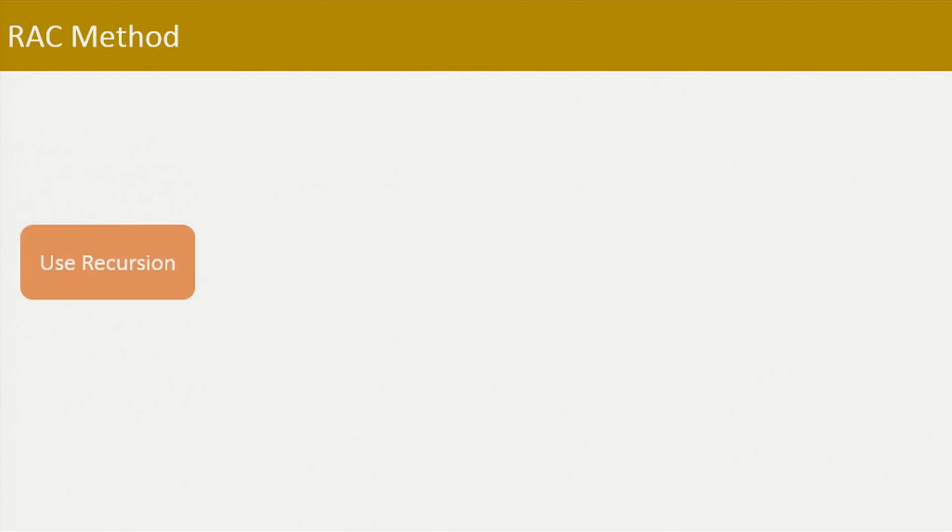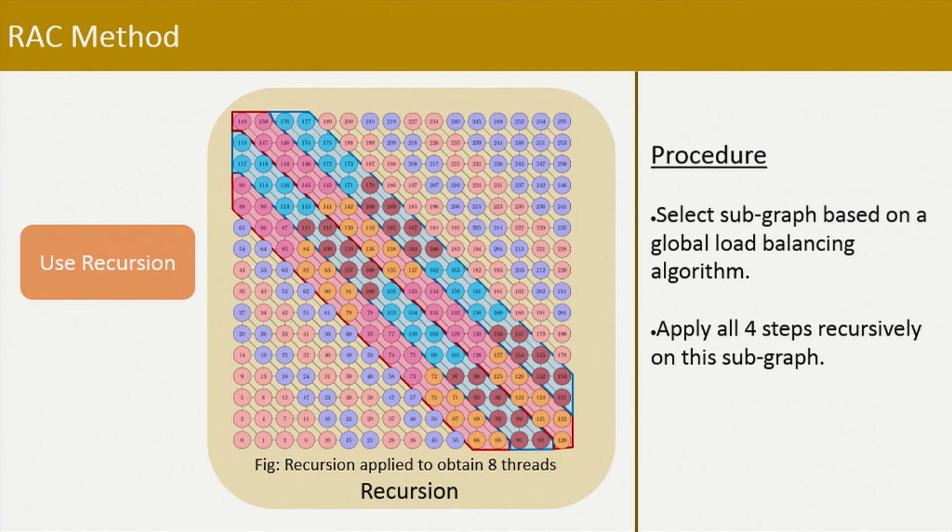The answer to this is recursion. Here we select some level groups of the matrix and apply all the 4 steps on this level group to generate more parallelism. The choice of the level group is made by a global load balancing algorithm. It also determines how much parallelism a level group has to obtain.